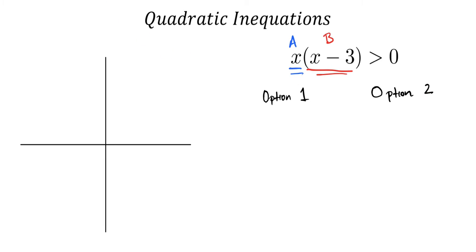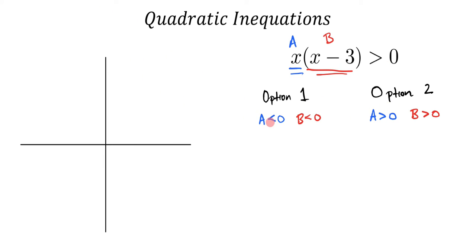Let me start with option 2. To get a positive number out, A could be greater than 0 and B could be greater than 0. We know that to be true because if I was to times two positive numbers together, I would get a positive number out. No mystery there. But for option 1, my A could be less than 0, and if my A was less than 0, my B would have to be less than 0, because if I times together two negative numbers, I'm going to get a positive number out. So either one of these could be true.